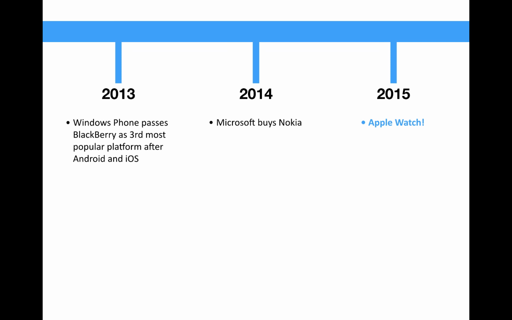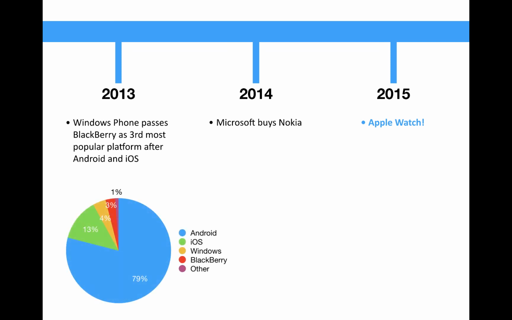But what does this actually mean? It means that Windows has 4% of the market to BlackBerry's 3% of the market, while Android and iOS have over 90% of the market. So, yes, it's a victory, but the dust is beginning to settle. Let's keep moving. Microsoft buys Nokia in 2014, but it doesn't help.